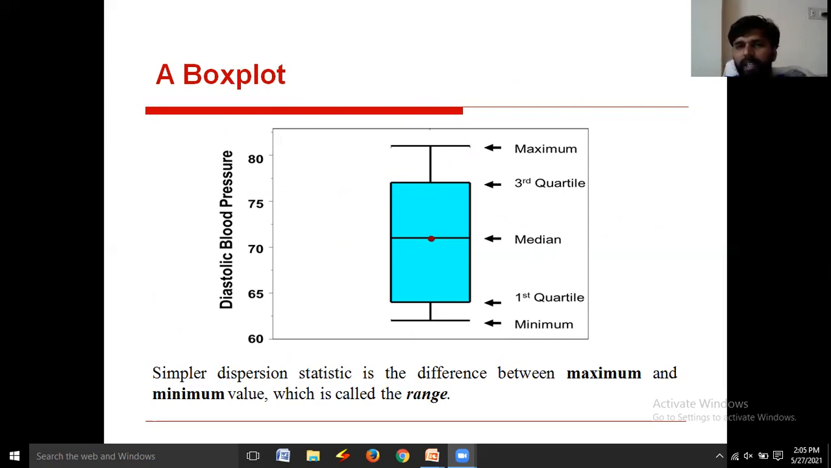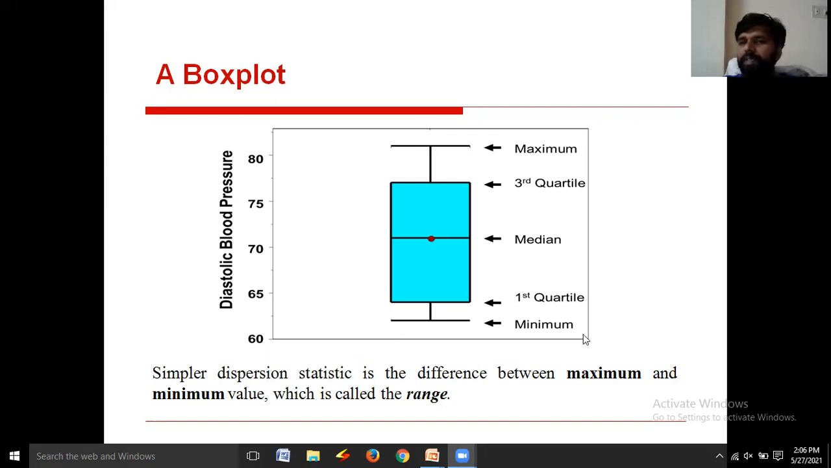This box plot is called the 5 number summary. It contains 5 numbers. The first one is the minimum value. The last one is the maximum value. Observe the diagram here. This indicates the minimum value, and this one indicates the maximum value. What is the starting of the box plot? Minimum value. What is the ending of the box plot? Maximum value. Between minimum and maximum, we are placing 3 more values.